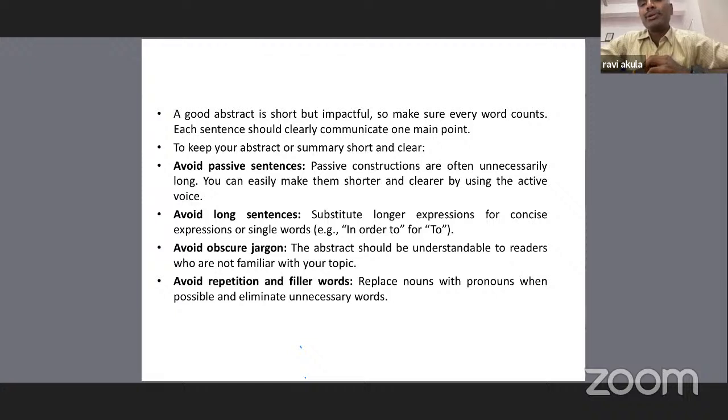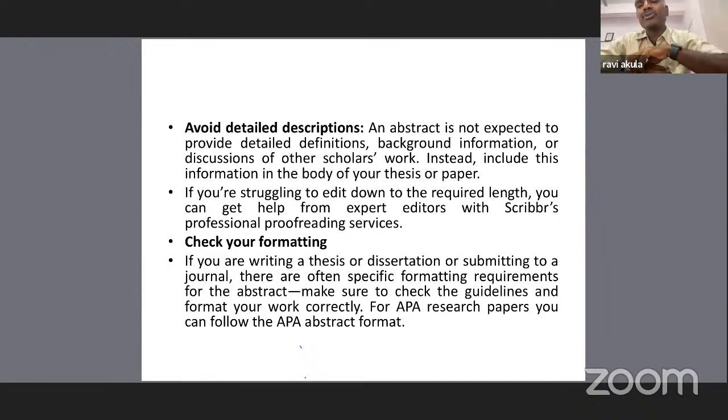So avoid repetition and filler words. Don't repeat the same words again and again, as it may irritate the readers. So try to avoid the repetition of words. Avoid detailed descriptions. The abstract should not be a descriptive one. It should be a short note kind of thing, and it should be very concise. Then only it attracts the reader's interest.